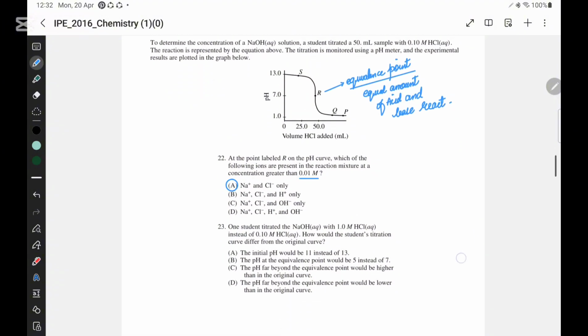One student titrated NaOH with 1 molar HCl. So now you can see the concentration of HCl has been increased. If the concentration of HCl has been increased, then what happens? This equivalence point would move downwards. If you see option D, they are saying the pH far beyond the equivalence point would be lower than the original value, because the acid is more concentrated, which causes the pH to decrease. So pH would go below 7. So our right answer is going to be D.